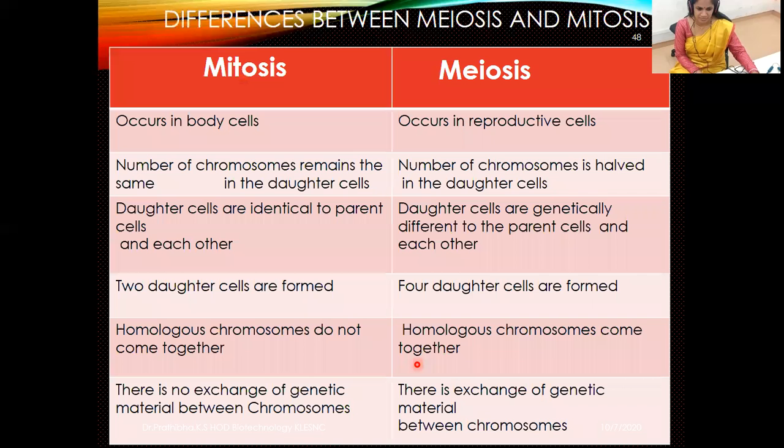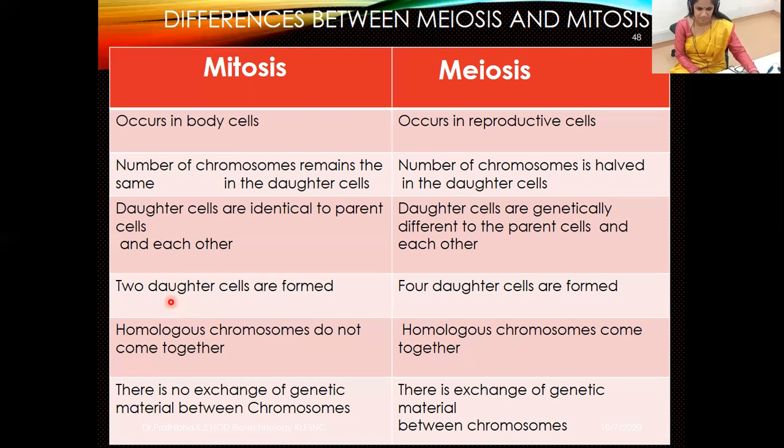Now let us go through the differences between meiosis and mitosis. Mitosis occurs in body cells, whereas meiosis occurs in the reproductive cells. The number of chromosomes remains the same in the daughter cells in mitosis; the number of chromosomes is halved in the daughter cells in meiosis. Daughter cells are identical to the parent cell and each other, whereas in meiosis daughter cells are genetically different from the parent cell and each other. In mitosis, two daughter cells are formed, whereas in meiosis, four daughter cells are formed.